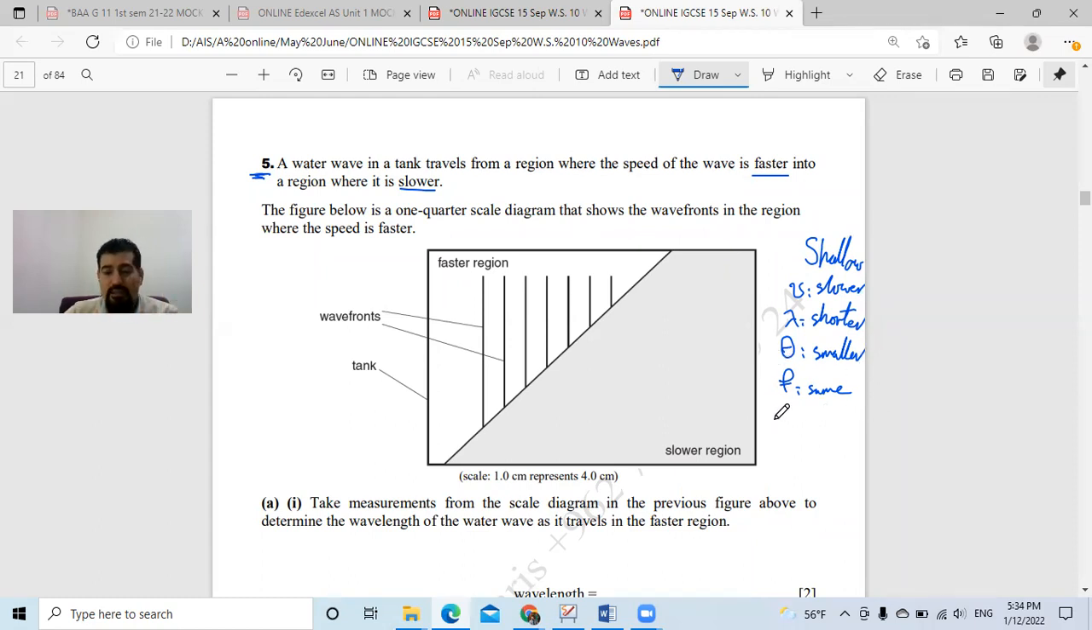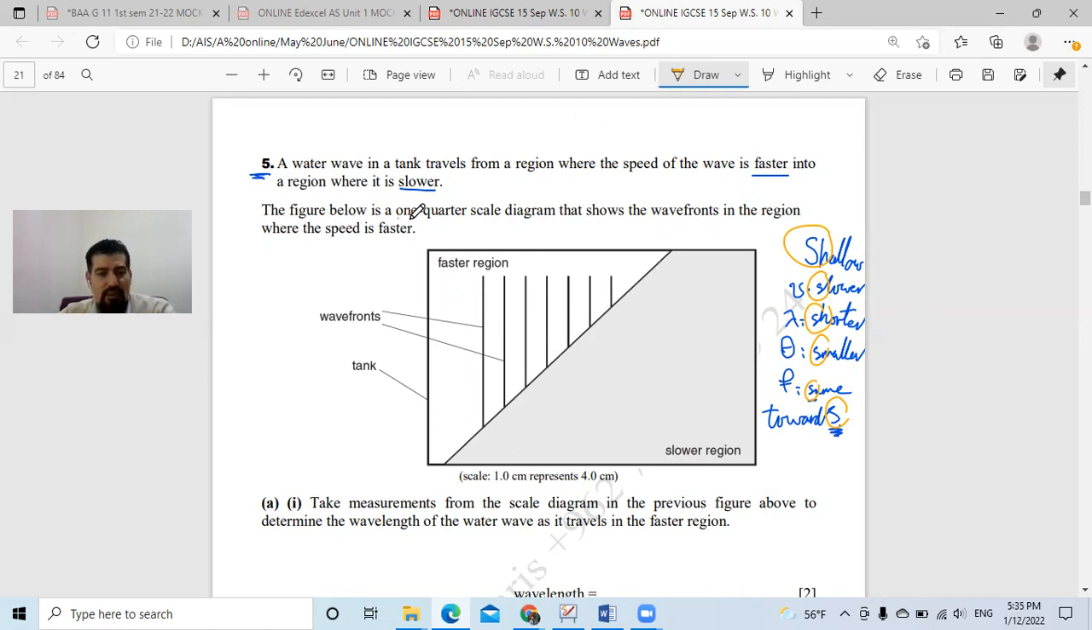And it bends towards or away from the normal? It bends towards the normal. Okay, so these are the S's that I'm talking about. Tamam, so let's continue.